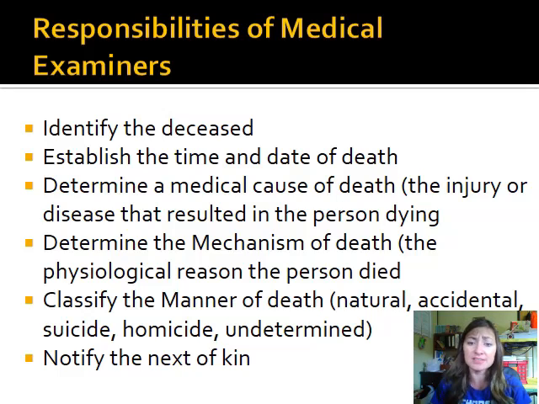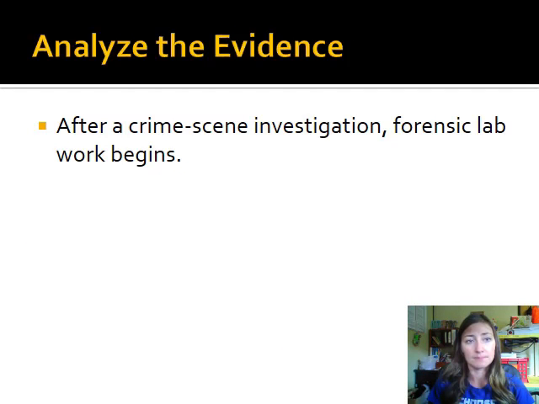The manner of death is classified as either natural, accidental, suicide, homicide, or undetermined. And in the example we've been giving, coronary artery disease would be considered a natural death. The final role of the medical examiner is to notify the next of kin.